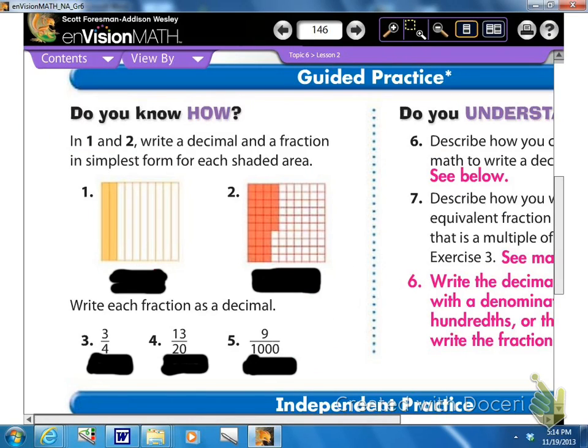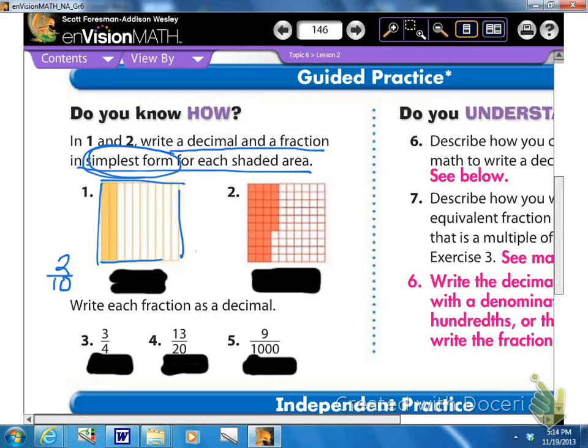Okay, we're looking back at the guided practice on page 146. It's asking you to write a decimal and a fraction in simplest form. You've learned that in the last topic, for each shaded area. So we're going to look at the shaded area. In number 1, notice I have this square, and it's divided into tenths, 10 pieces. So I know that my denominator is 10. And how many pieces are shaded? Well, you can count them. 2.